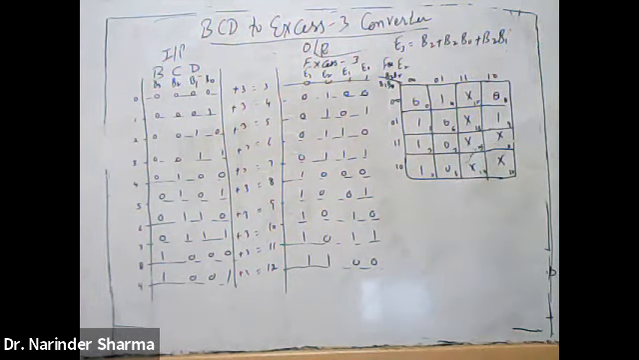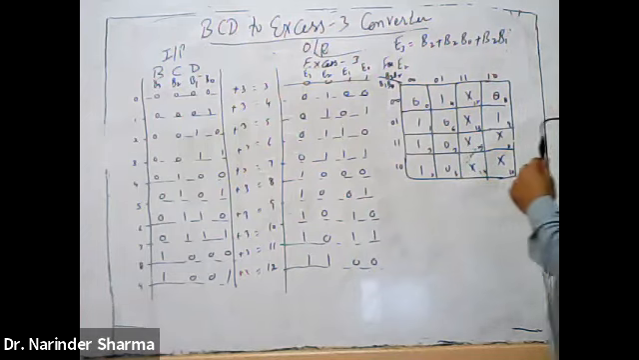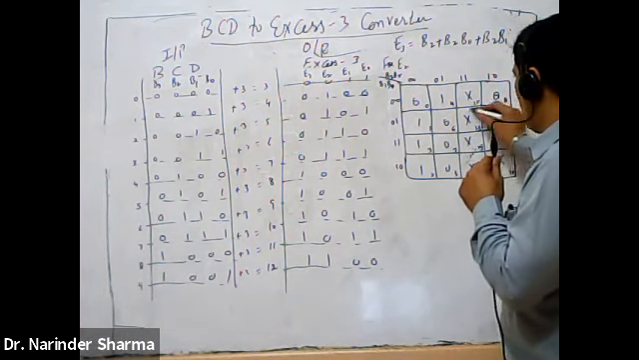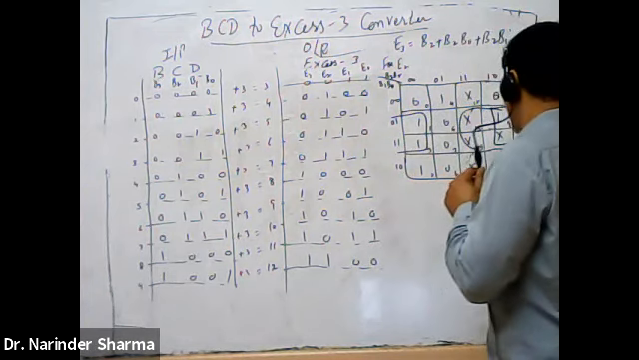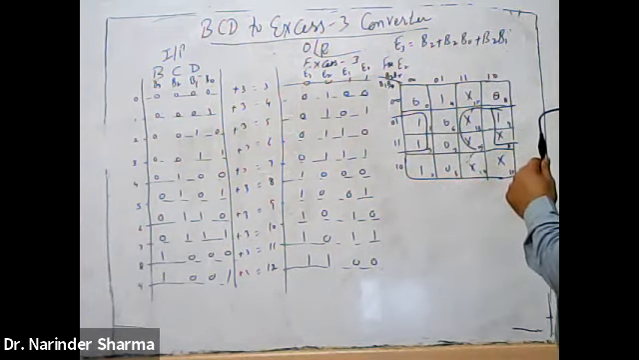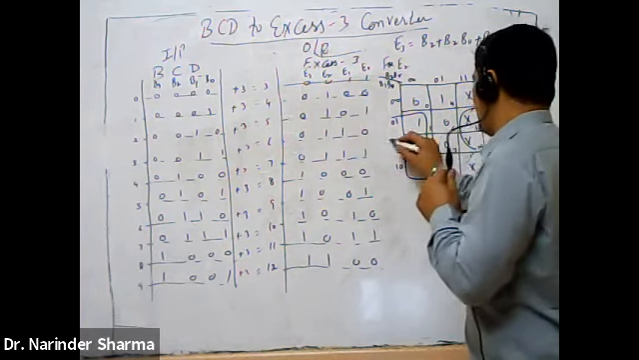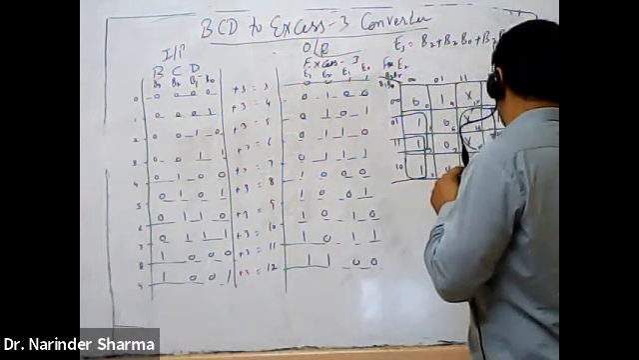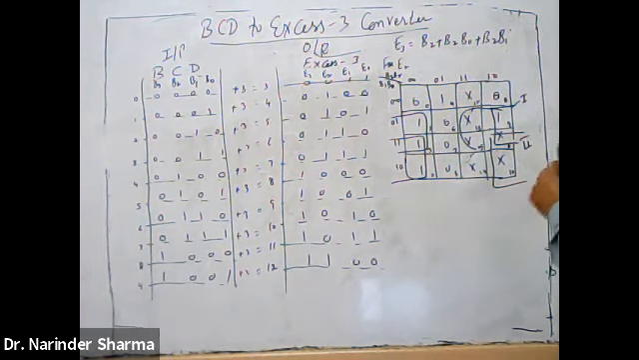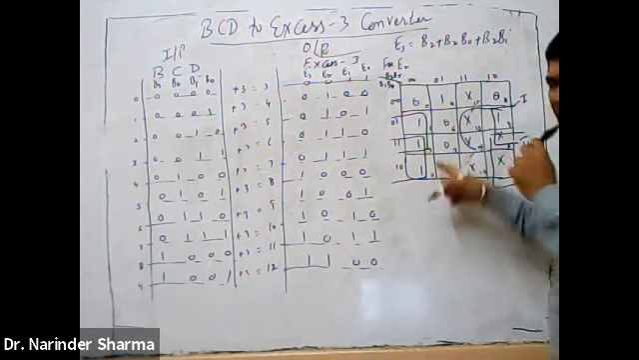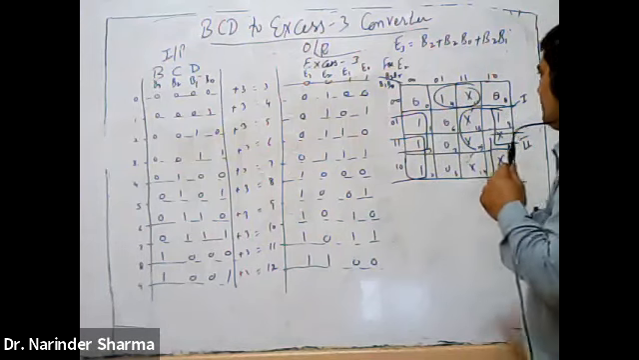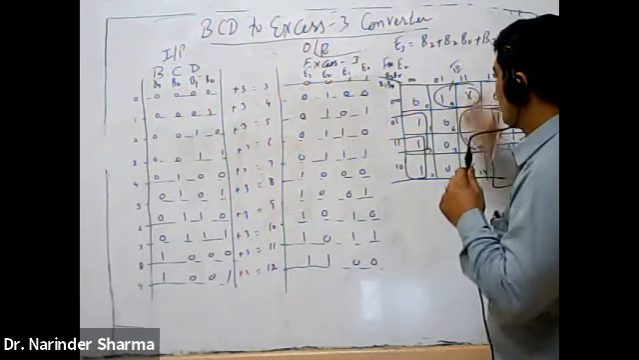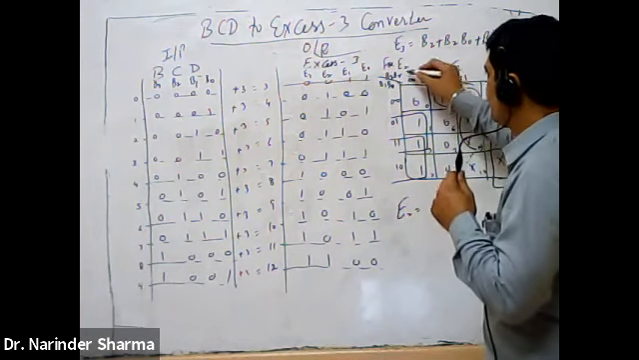Now you have to make the groups. Maximum grouping has to be made by you. This would be one group, these ones are covered over here. Here this can be marked as group number 1. This is group number 2. Here you can't make quads. This is a pair, group number 3.